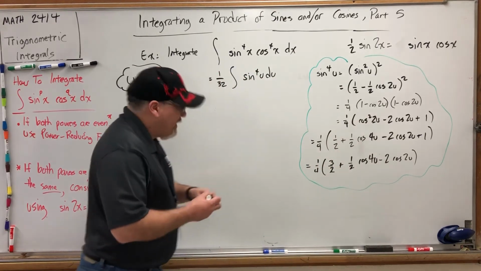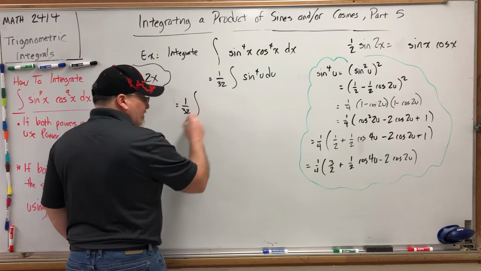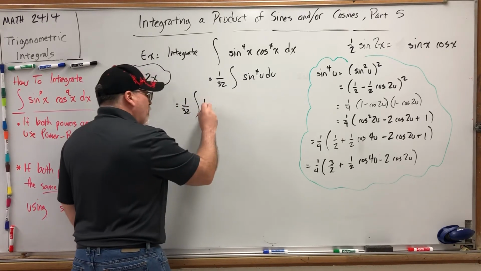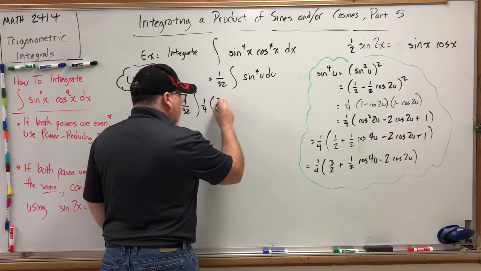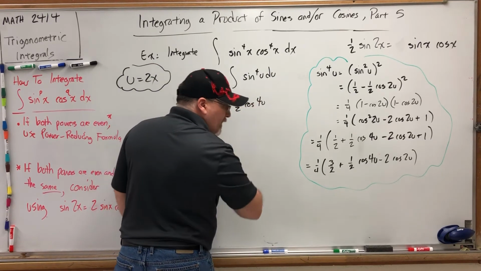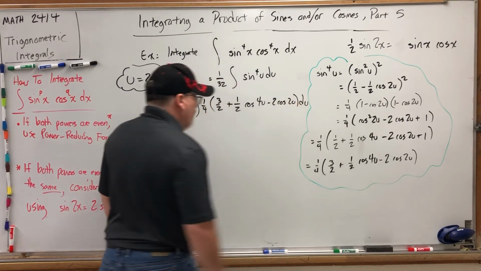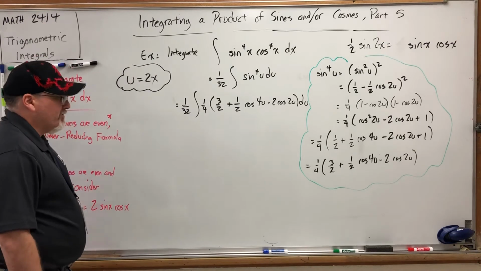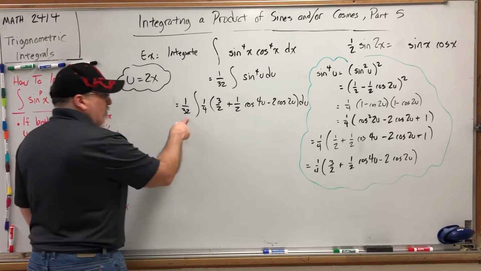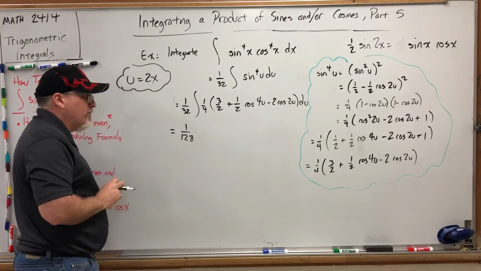But we finally got it to a point where we can integrate this guy. We have 1/32 integral of all that, 1/4 times 3/2 plus 1/2 cosine of 4u minus 2 cosine 2u du. Let's see how quickly we can get this done. The 1/4 can come out with the 1/32 to make 1/128. You can check the product if you don't believe me.